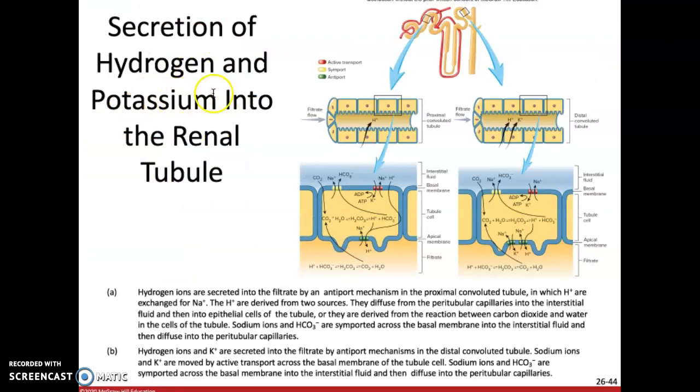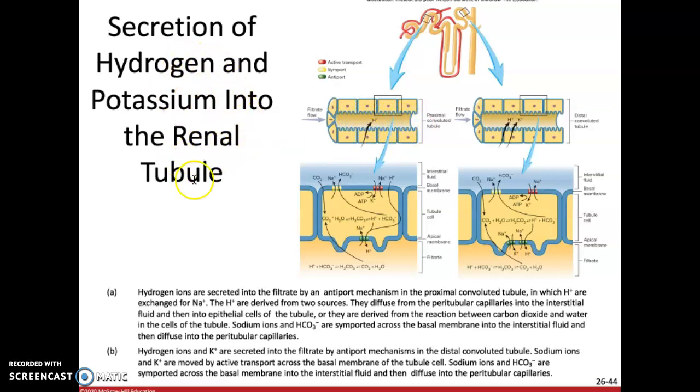The next process is going to be the secretion, and in this particular case, it's going to be the secretion of the hydrogen ion and potassium into the renal tubule. Remember, it's going to be actively and specific from the capillaries to the renal tubule. For the hydrogen ions, the transport is going to be antiport because they're going to be exchanged for sodium. And regarding the potassium, we're going to have it secreted into the filtrate by antiport as well, in the distal convoluted tubule.